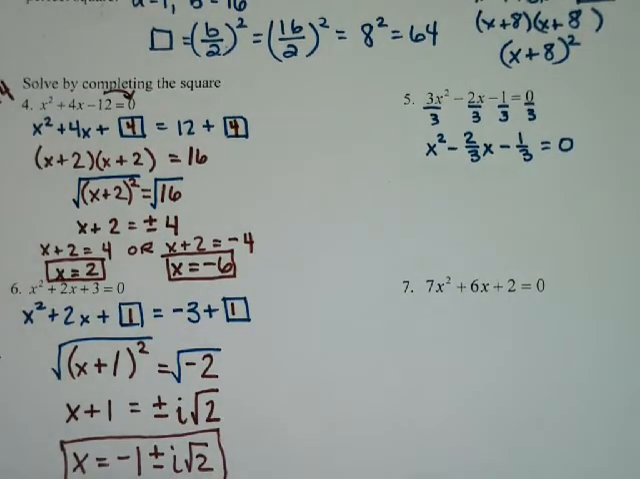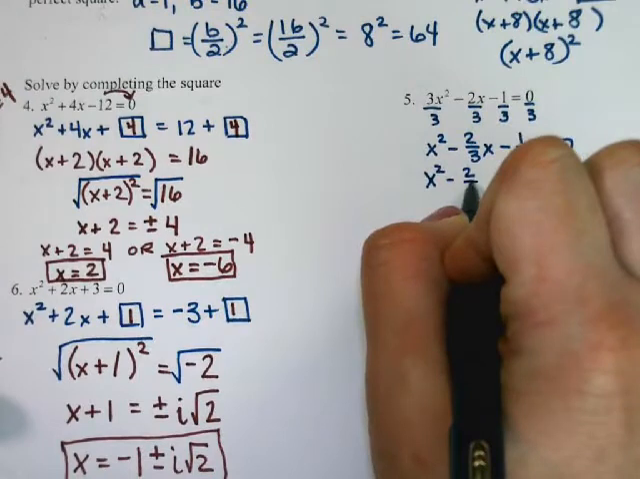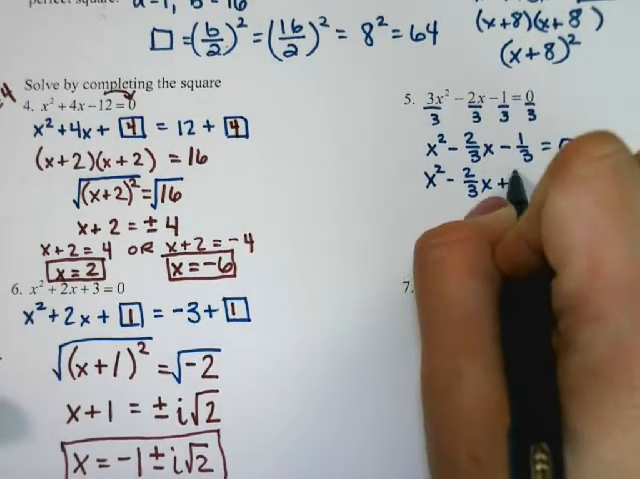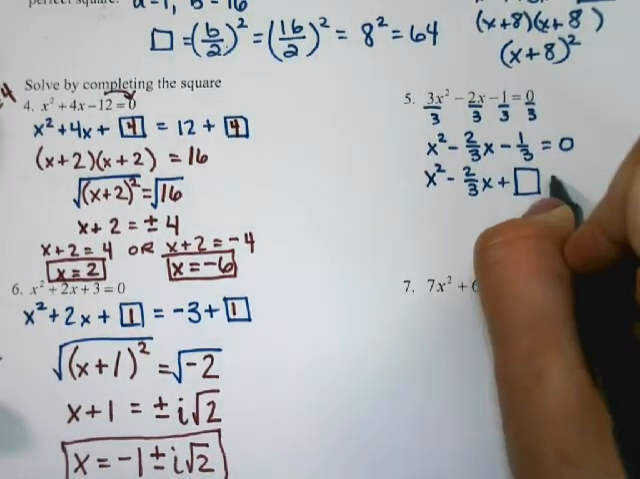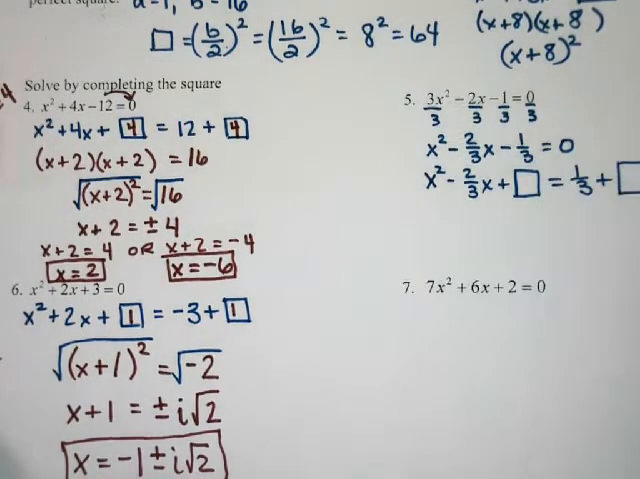All right, and now some of you are going to go, oh, gross, fractions, right? Well, guess what? You have a calculator, and it's here to make your life easier. All right, that's not a perfect square as it is right now. So let's move our 1/3 over and add in our boxes. So I have x squared minus 2/3 x plus a box. Now you're always going to add your box, equals a positive 1/3 plus a box.